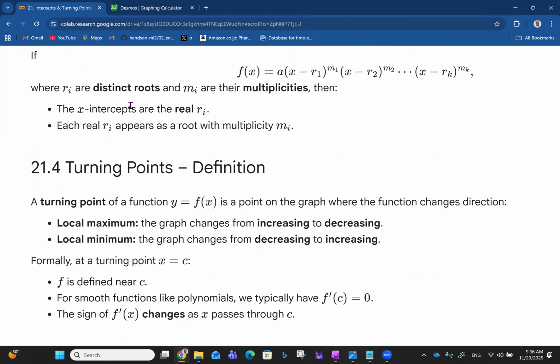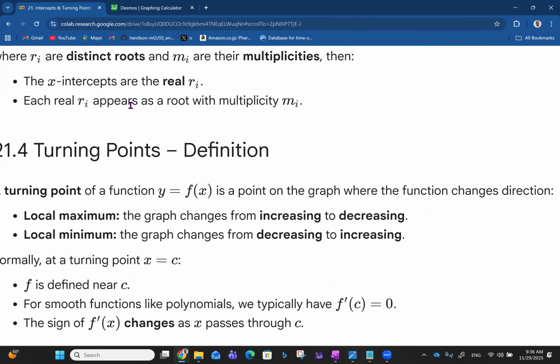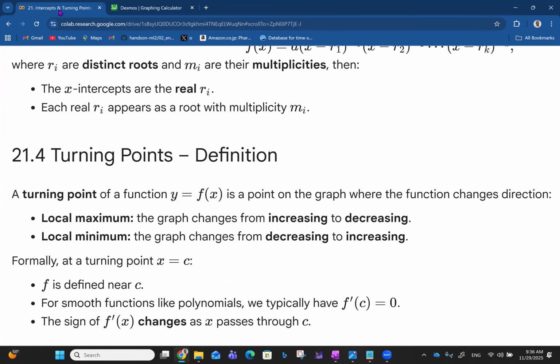And those also serve as the roots or the zeros of the function. So a turning point of a function y equals f of x is a point on the graph where the function changes direction. Okay, so you have a local maximum, where the graph changes from increasing to decreasing, and a local minimum, where the graph changes from decreasing to increasing.